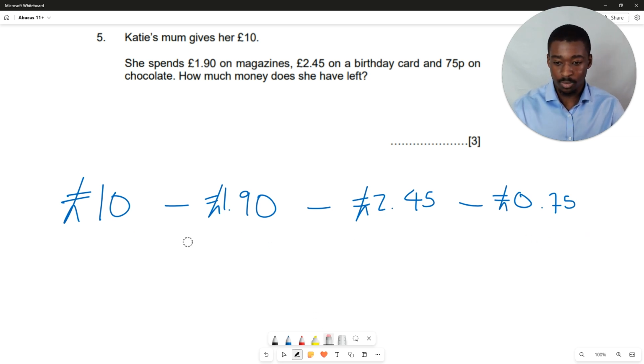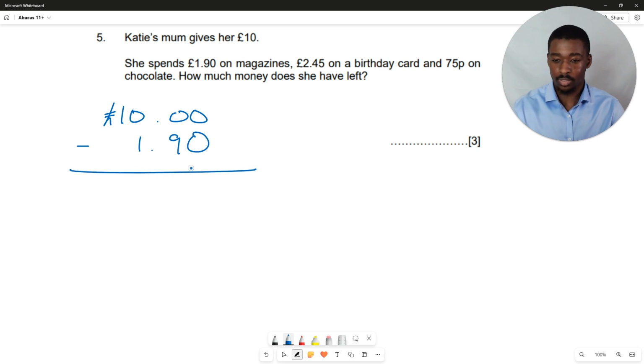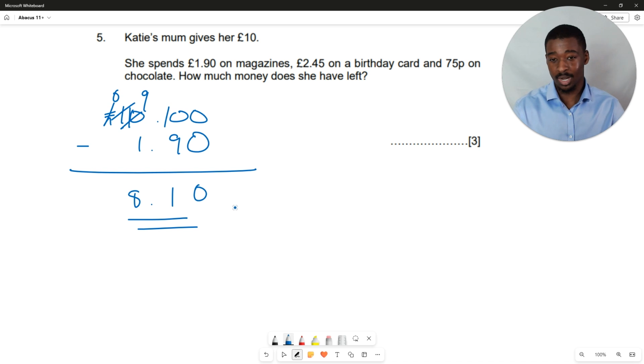So we can do this with simple column subtraction. So let's start off with the £1.90. So we have £10 minus £1.90. We could do it like this. So 0 minus 0, 0. 0 minus 9 we can't do. So we take a 10 from the 1, take a 10 from this 0, 10 minus 9 being 1, and then 9 minus 1 being 8. £8.10.